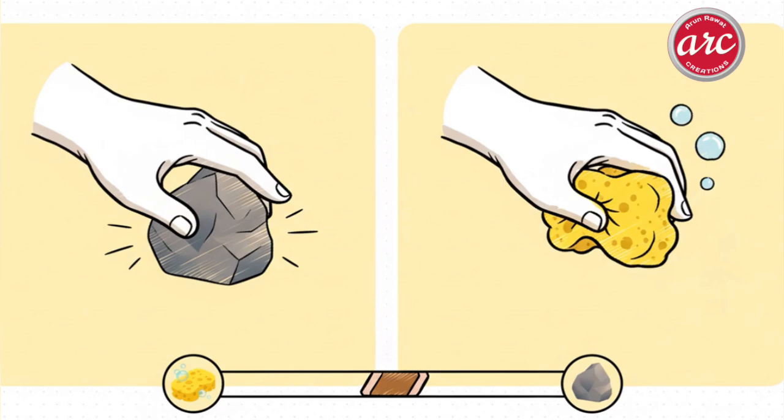Next up is hardness. A stone is hard. A sponge is soft. Easy enough. But here's the thing. Hardness is relative. Think about rubber. It's definitely harder than a sponge, but it's way softer than iron. So it's all about comparison, and it's why we build houses from stone and not from sponges.